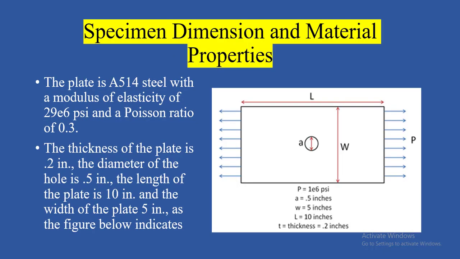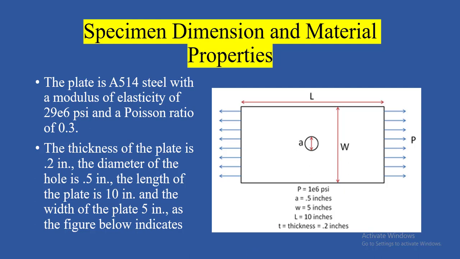As you can see, this is our rectangular plate on the right hand side having the properties given as follows. The plate is made up of A514 grade steel with modulus of elasticity 29e6 psi and Poisson's ratio 0.3. The thickness of the plate is 0.2 inches, the diameter of the hole is 0.5 inches, the length of the plate is 10 inches and the width of the plate is 5 inches as shown in the figure.